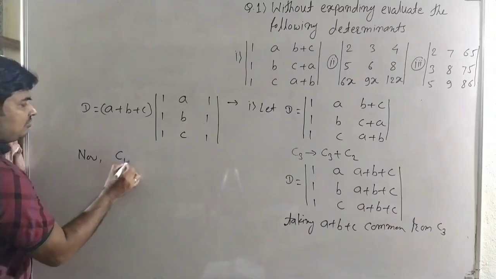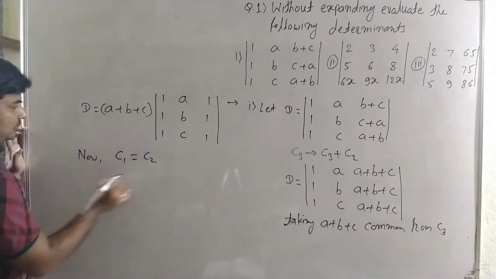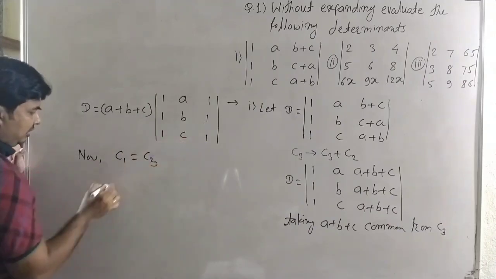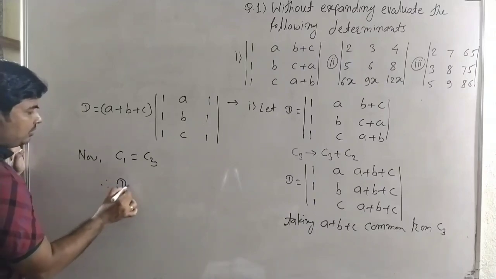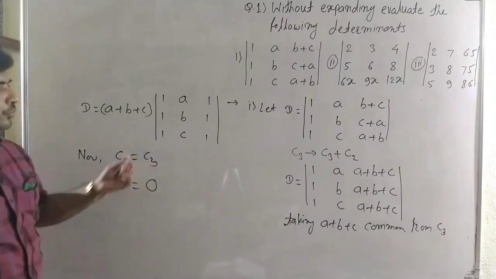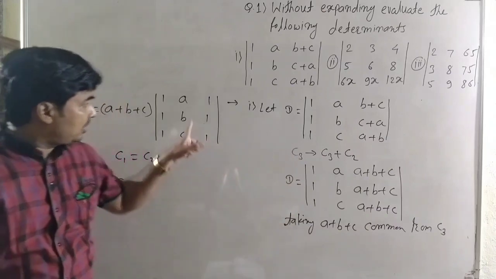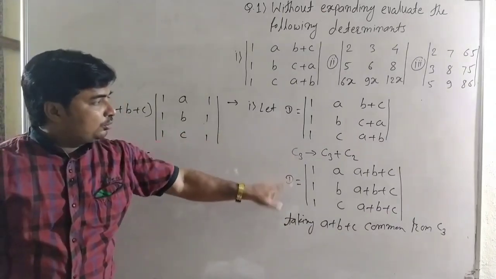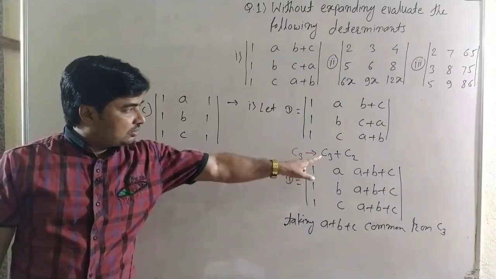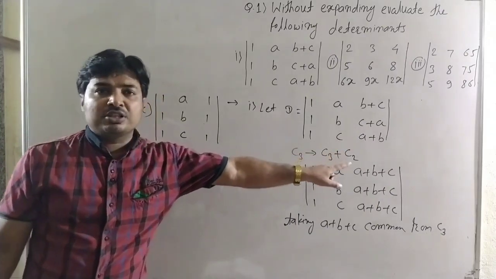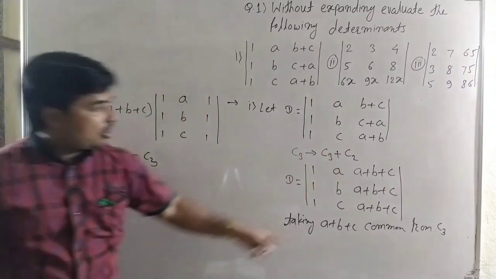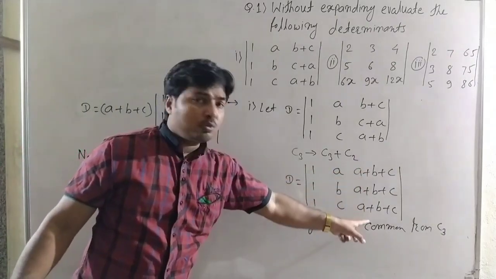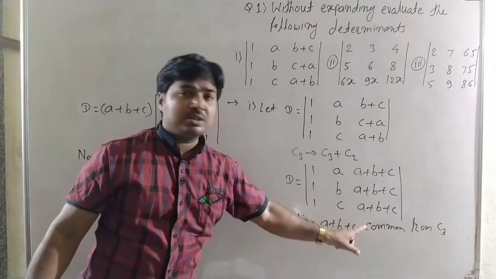And now here C1 is equal to C2. Sorry, C1 is equal to C2. And therefore the value of the determinant is equal to 0. Without expanding the determinant, we can find its value. Here we perform the transformation C3 plus C2, and taking common from column 3, it is A plus B plus C.